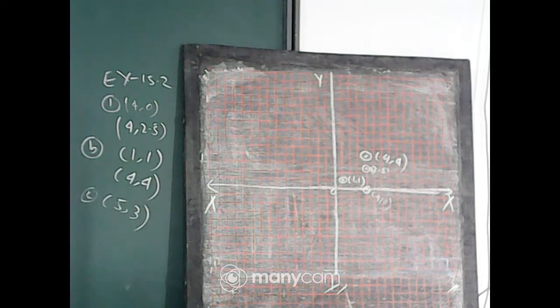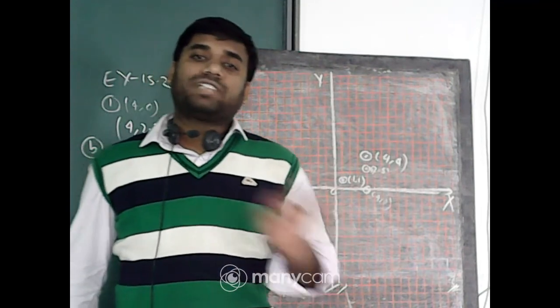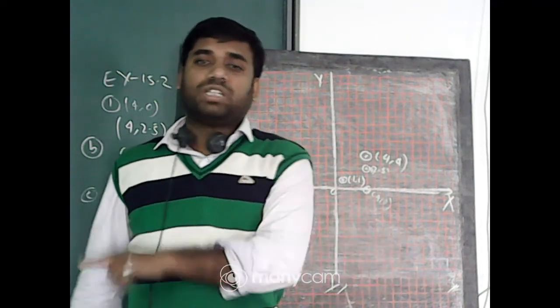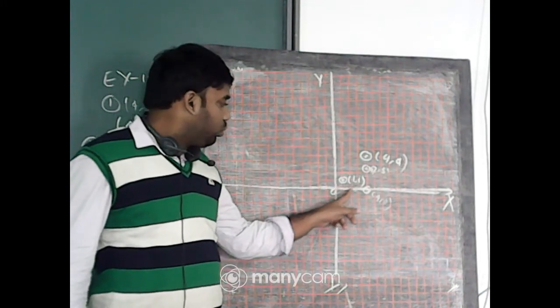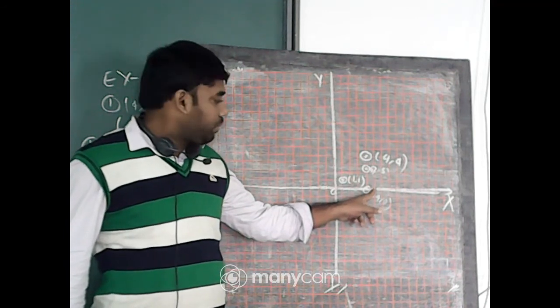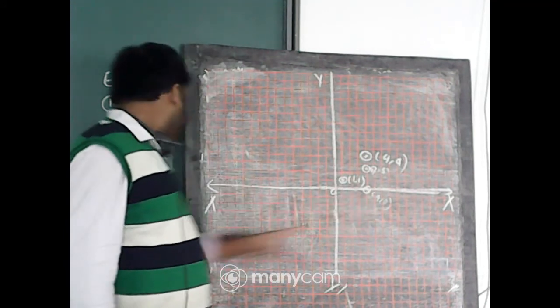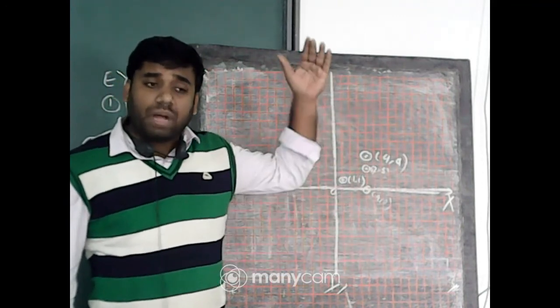5 comma 3. I will plot this point. 5 for x, 3 for y. 5 is positive, 3 is positive. So I am here, 5 positive. So 1 2 3 4 5 here, that is 5, and 3 means that is also positive. So we'll move up, above or down.